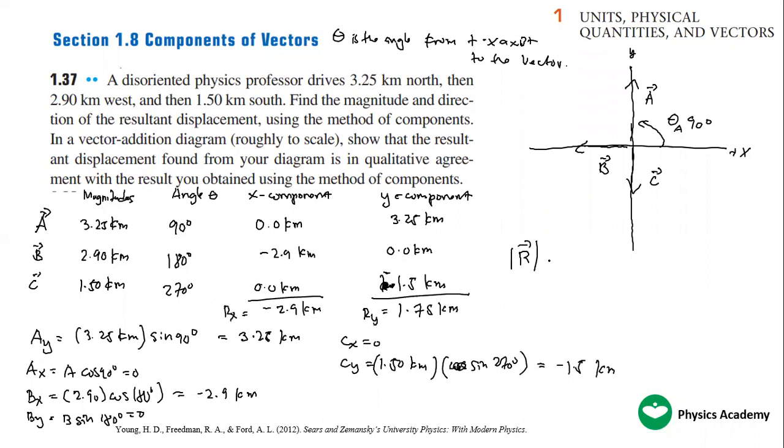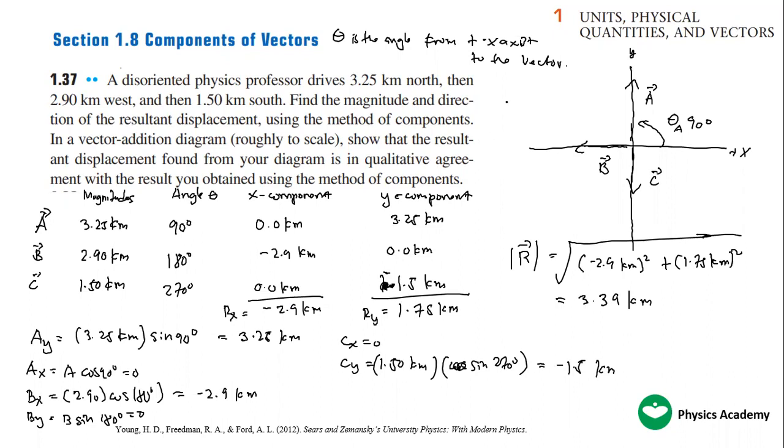So the magnitude of your resultant displacement is the square root of negative 2.9 kilometers squared plus 1.75 kilometers squared. The square root of 2.9 squared plus 1.75 squared gives you 3.39 kilometers. That is the magnitude of your resultant.